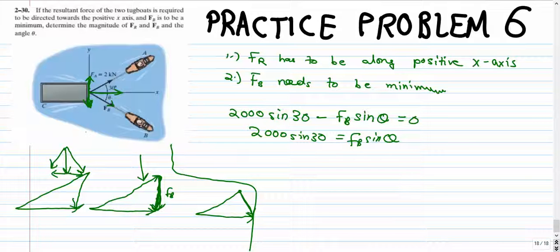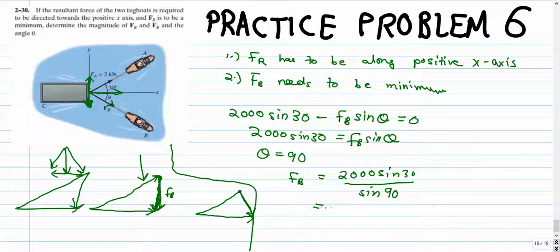Okay, so if FB is directly downwards to be shortest, we know that theta needs to be 90 degrees. Now that we know the value of theta, we can simply substitute the value of theta into this equation that we have, and we can get the value for FB. So FB equals 2000 sine of 30 divided by sine of 90 degrees. Sine of 90 degrees is just 1. So FB is equal to 2000 sine of 30, and that gives us 1000 newtons.